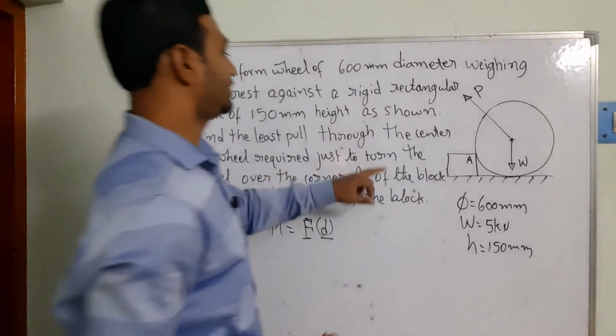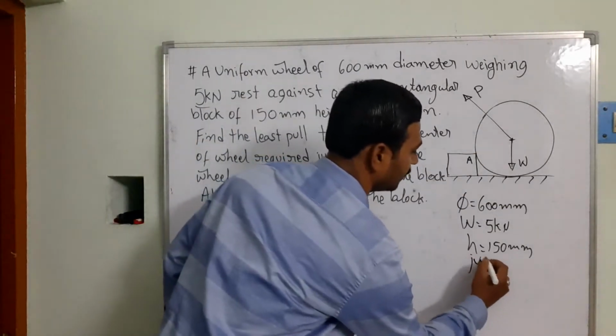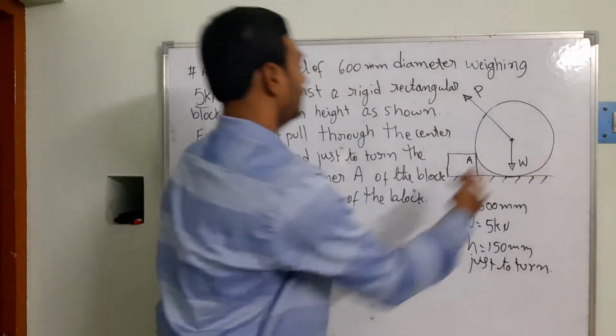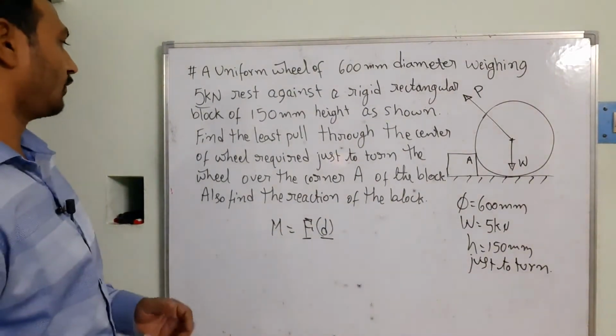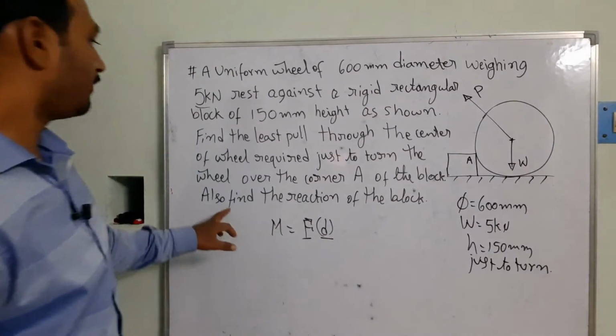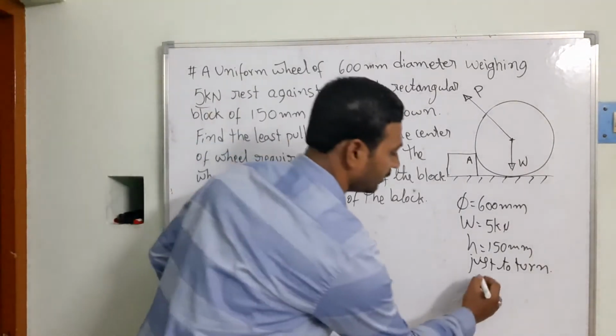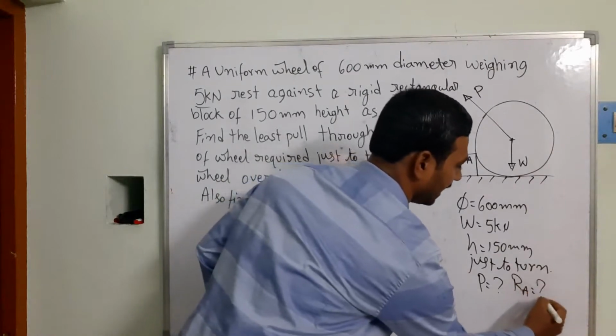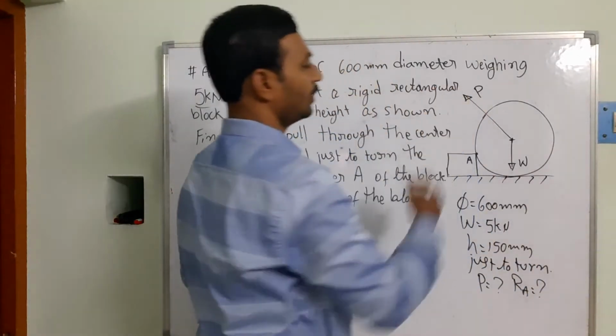He has given the words "just to turn", and this will be helpful in the next level of problem solving: the wheel over the corner A. Then find also the reaction force. That means we need to find the force P as well as the reaction force RA, so the reaction is going to be over here.